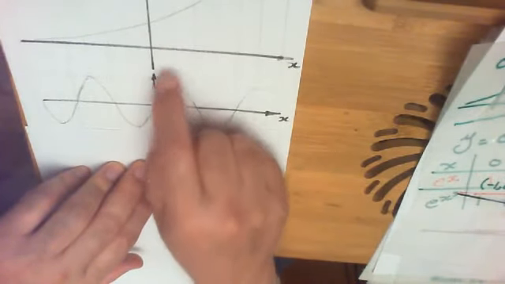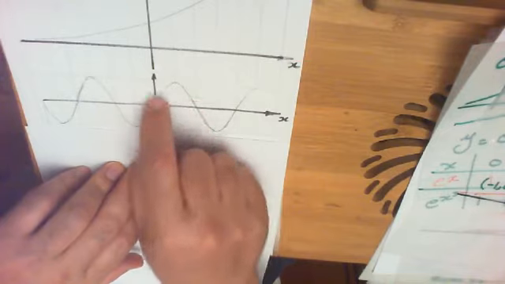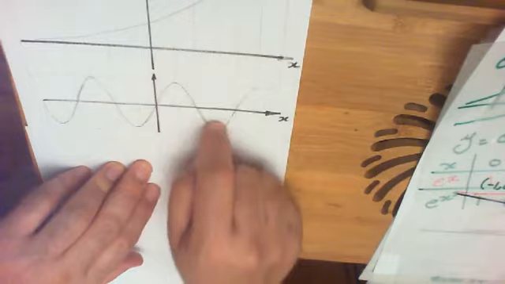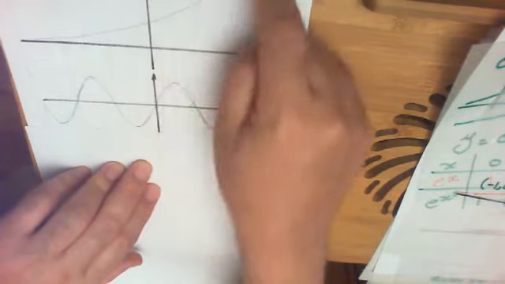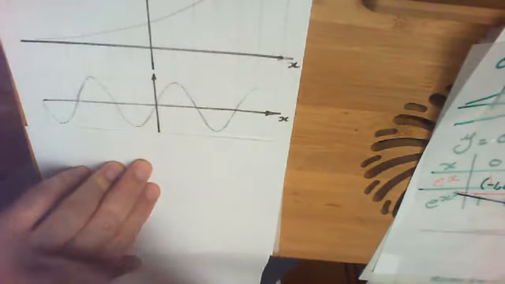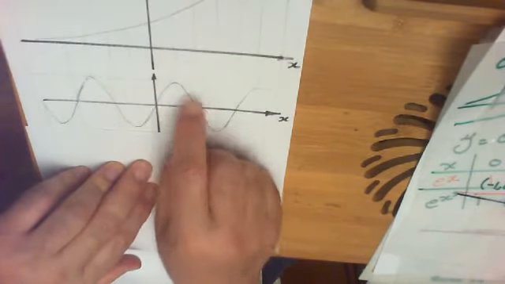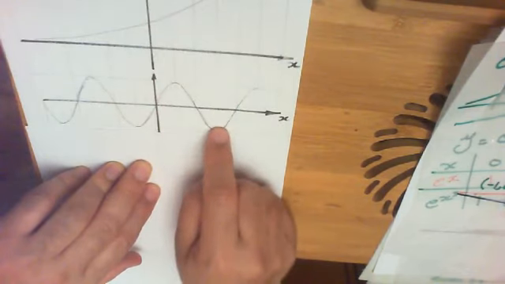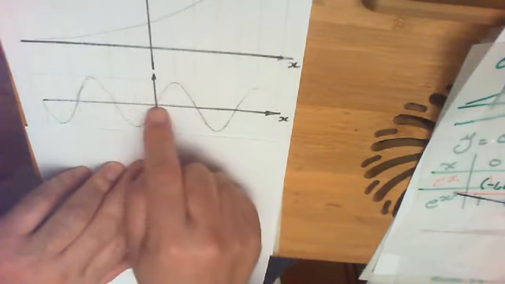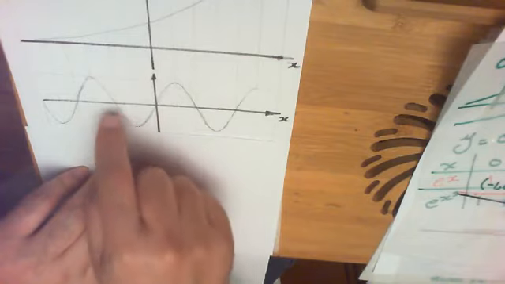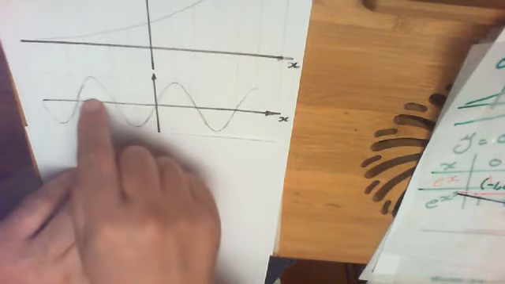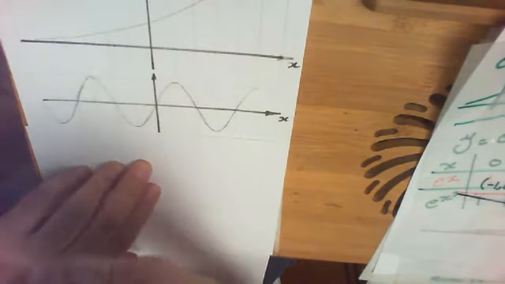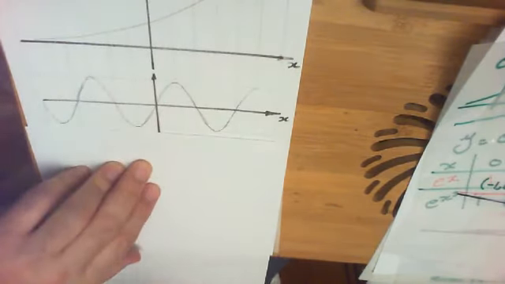When sin is positive, the product is positive. When sin is negative, the product is negative, because e to x is always positive. So from 0 to pi, the product is positive. From pi to 2 pi, the product is negative. From minus pi to 0, the product is negative. From minus 2 pi to minus pi, the product is positive. So the product of the two functions is positive on some intervals and negative on others.